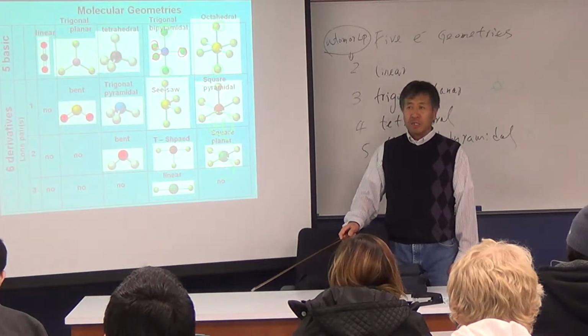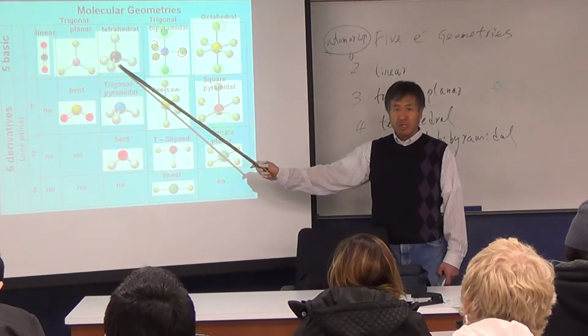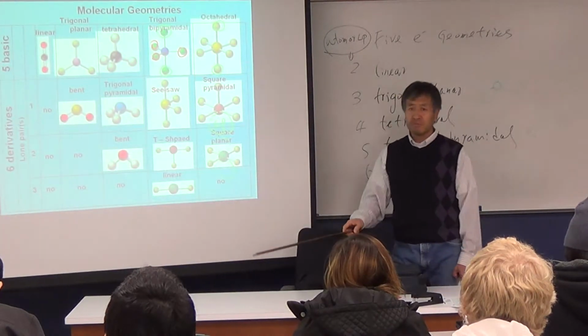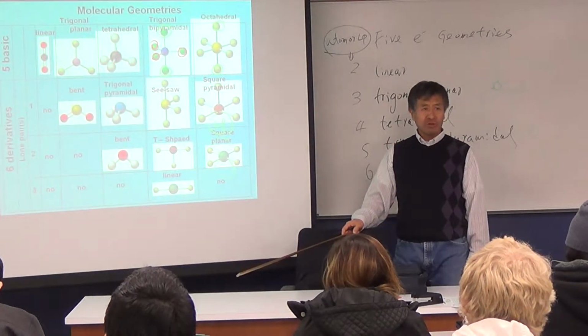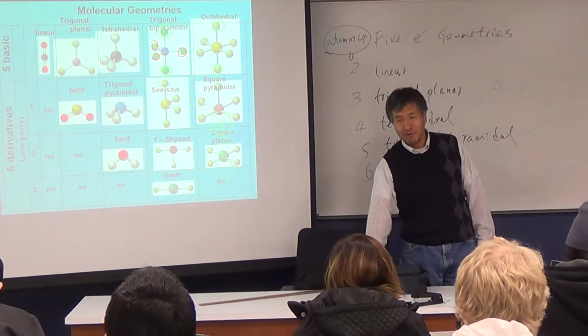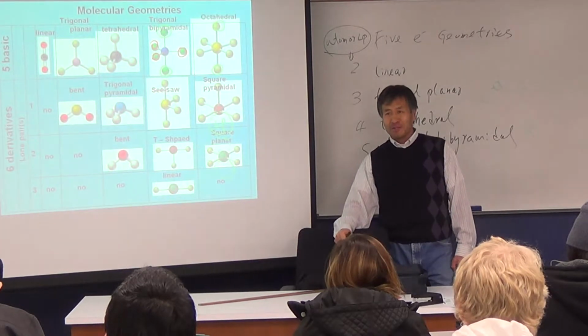So 5 basic, and then plus 6, we call those derivatives. 11 geometries, so there are a few more names. 11 names.